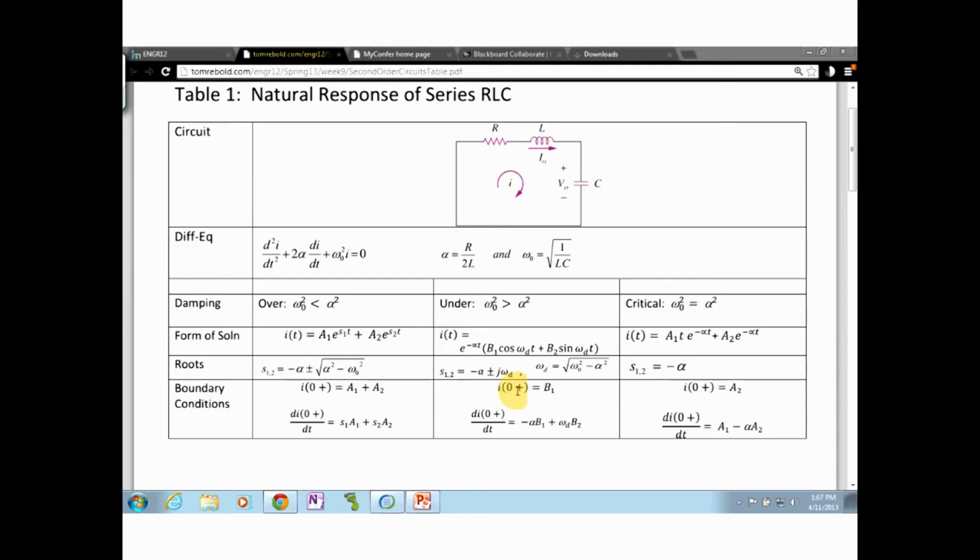So, for instance, I of 0 plus in the circuit, immediately after the switch has closed or opened, whatever it is, is going to be the same as I of 0 minus, because the current through an inductor can't change. That helps us with the boundary.